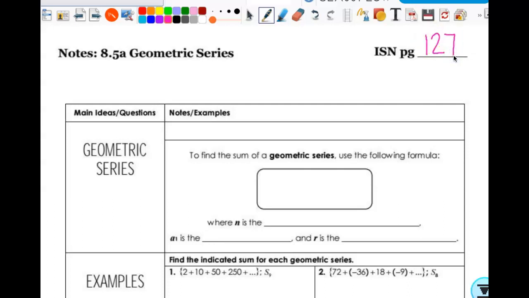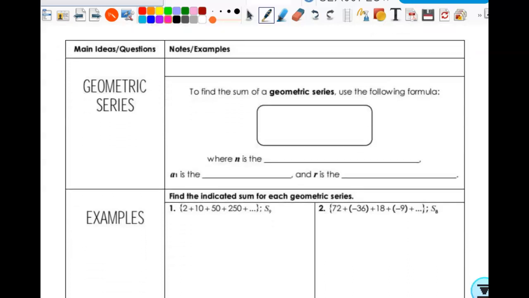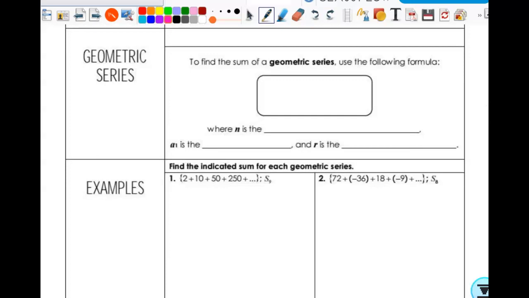So we've been talking about geometric sequences and series, and we talked yesterday about arithmetic series. So remember, the sequence is the list of the numbers, the series is the sum of the numbers. So a geometric series is just the sum of a geometric sequence.